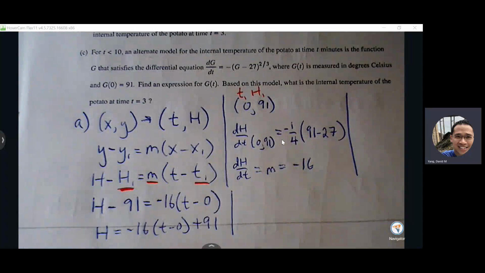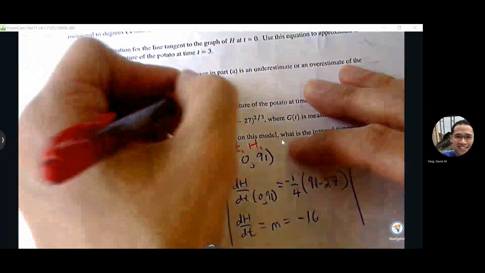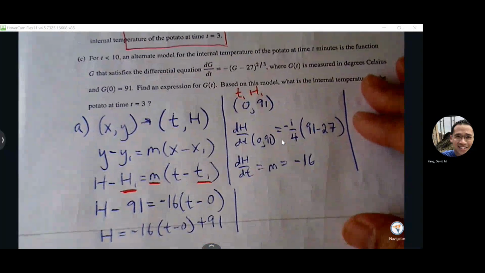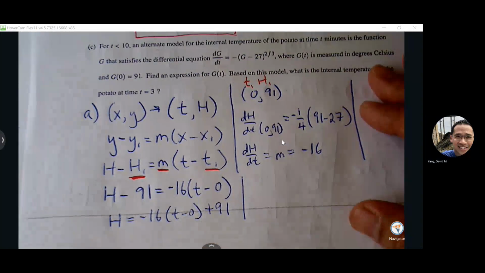So we have our tangential equation. So now how can we use it to approximate the temperature at t equals 3? Yep, plug 3 into t and solve for h.